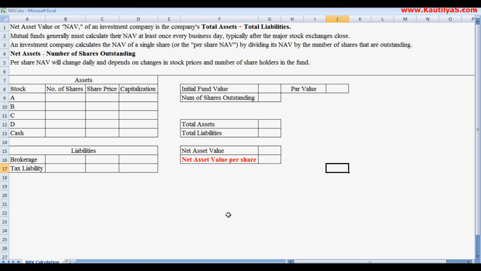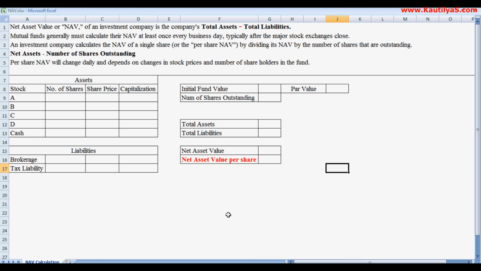In this video, I explain how to calculate the net asset value of mutual fund units or mutual fund shares. In real time, this process of calculating NAV is called fund accounting. There are many opportunities for fund accountants. So first of all, we see what is a net asset value or NAV.